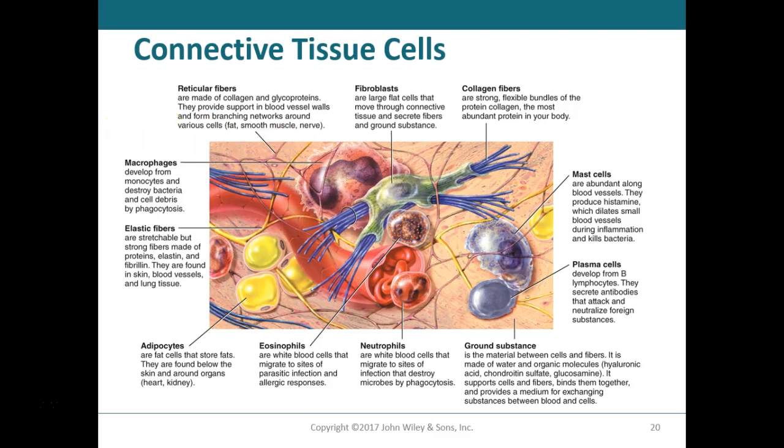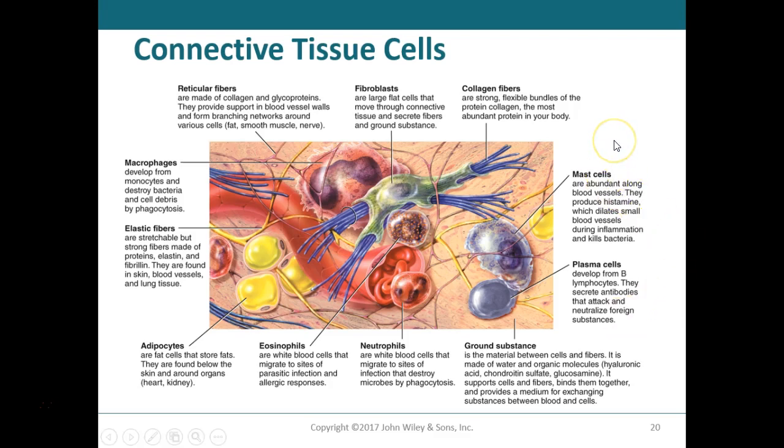You have macrophages. Macro always means large. Phage means to eat. So macrophages are going to be some of your white blood cells, and their job is to go throughout tissues and to eat and digest away cellular debris and destroy bacteria. Plasma cells are also going to be some of your immune system cells. They're going to secrete proteins called antibodies, and that helps to mark tissues for destruction.